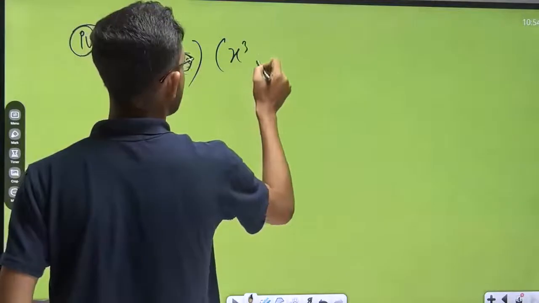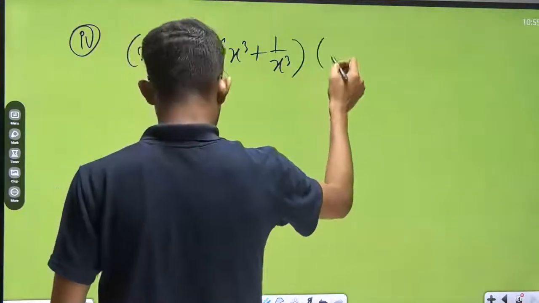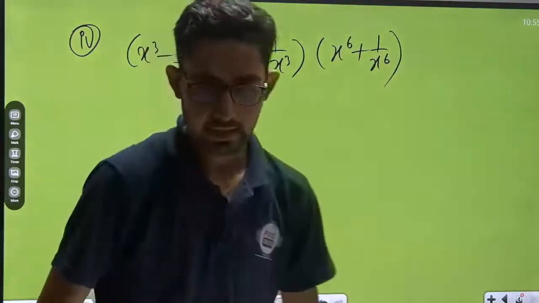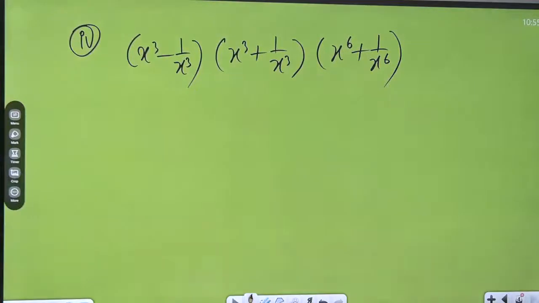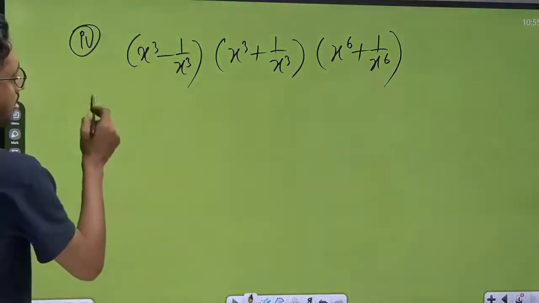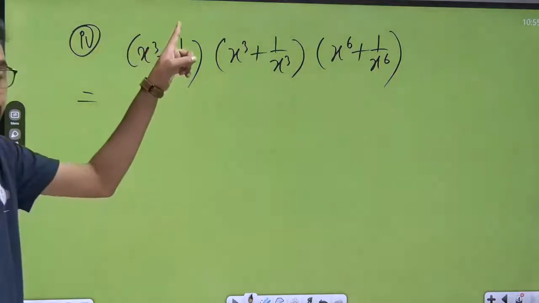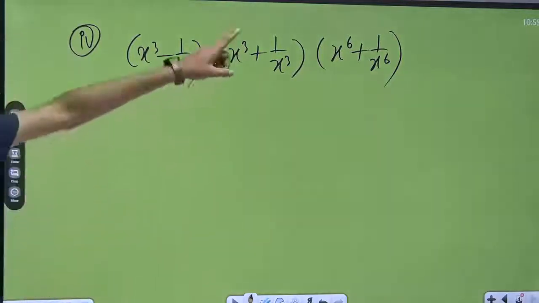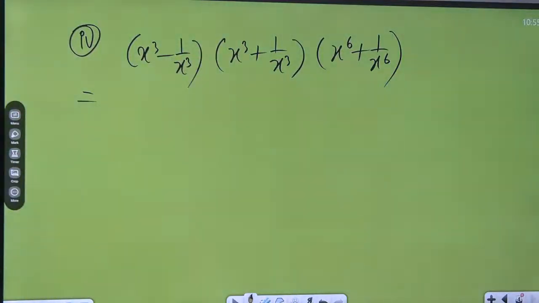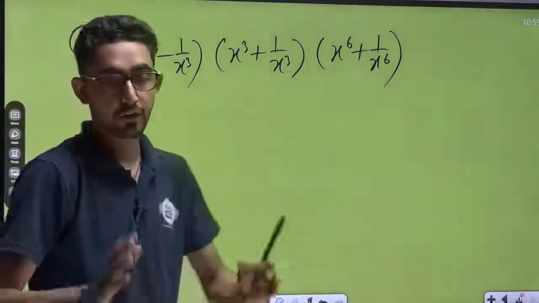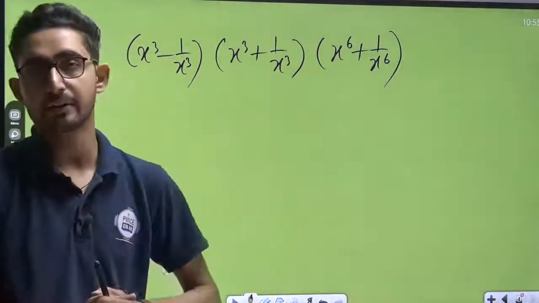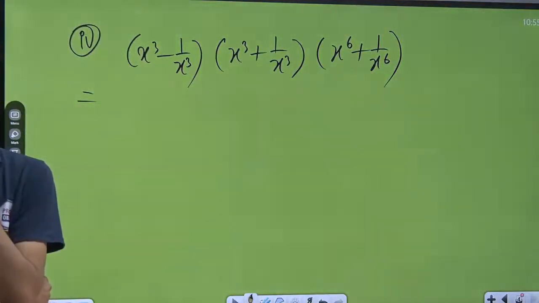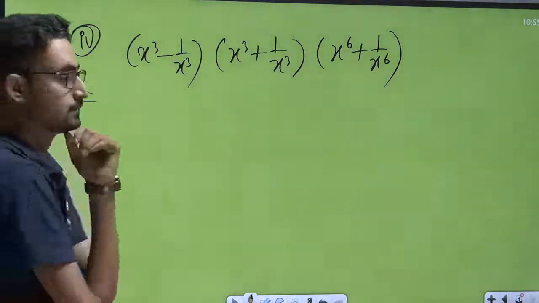So let's see. Next question, fourth part, that is x cube minus 1 upon x cube, after that, this is x cube plus 1 upon x cube, and here x to the power 6 plus 1 upon x to the power 6, and that is your question. Now students see here, x cube minus 1 upon x cube, x cube plus 1 upon x cube, and here x to the power 6 plus 1 upon x to the power 6. So how will we solve?